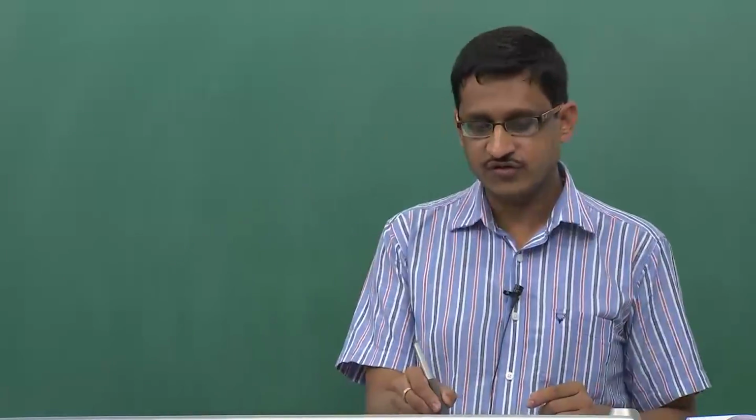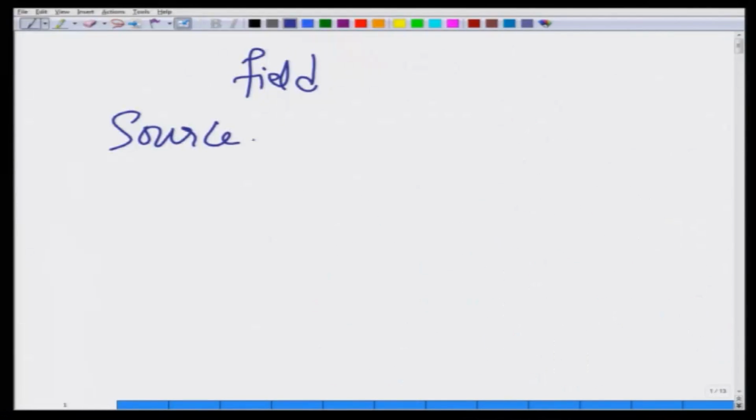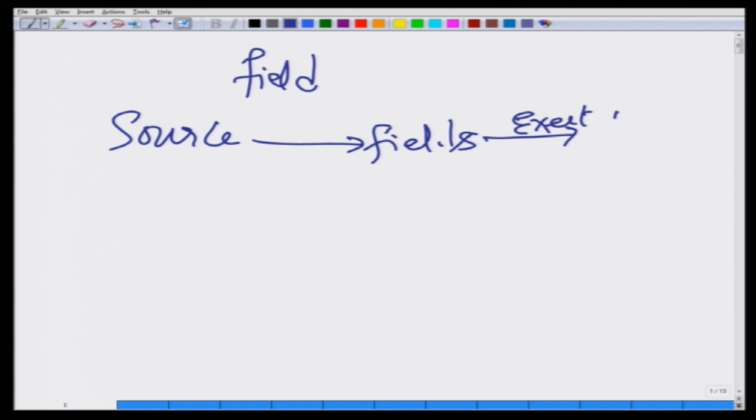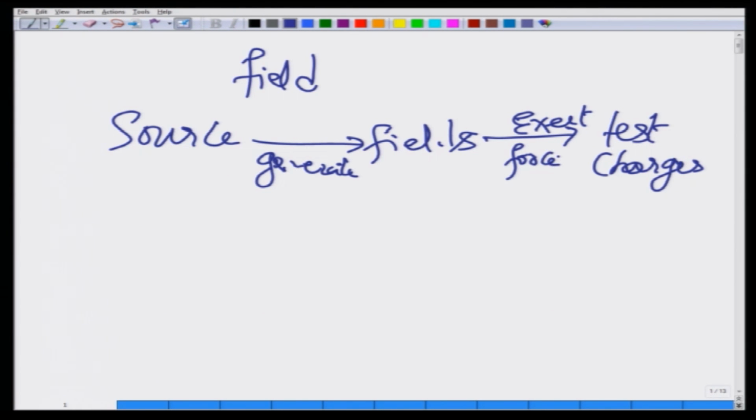So, we have source charges which are generating fields. You place some charges somewhere, these charges are assumed to generate the fields, and these fields in turn exert force on the test charges. So, you have sources which are generating the field, and fields in turn exert force on the test charge. This kind of makes electromagnetic theory into a two-layer system.